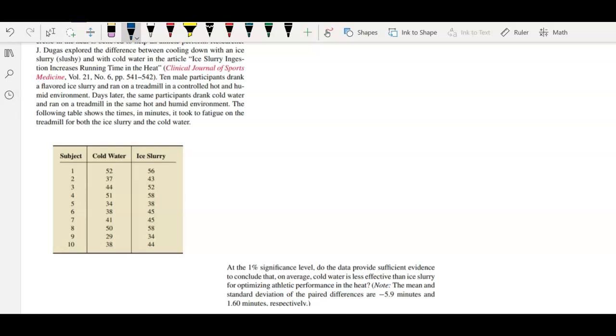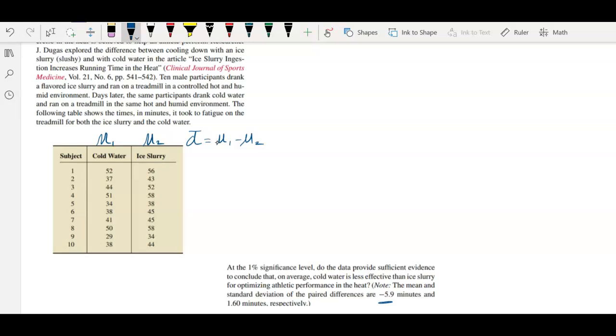You have to be really careful when setting this up, because is the cold water less effective? So this is mu1 and that is mu2. How do I know that's mu1 and mu2? Well, I can kind of get it with this idea that it comes out negative, because d bar is going to be equal to mu1 minus mu2. It is super important in these problems that you define mean 1 and mean 2, and you set it up such as that.